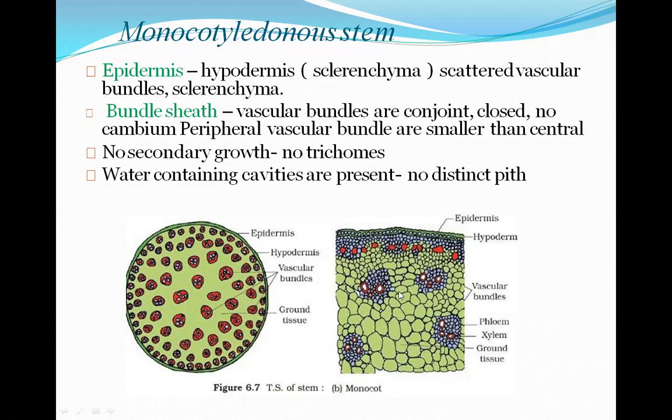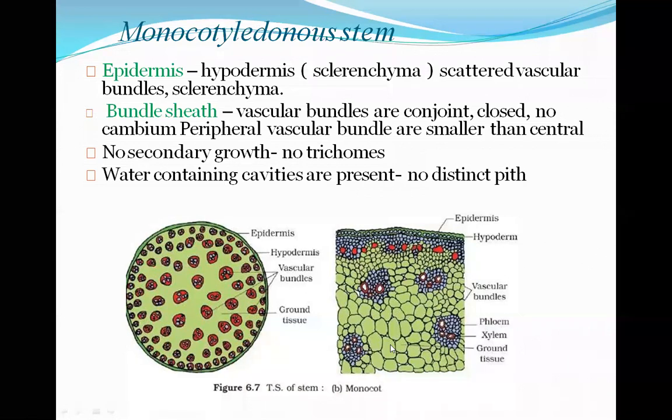So they are not having exact cells, right, but multicellular cells are present which come under the ground tissue system, right. So this is about the second type, the anatomy of the monocot stem.